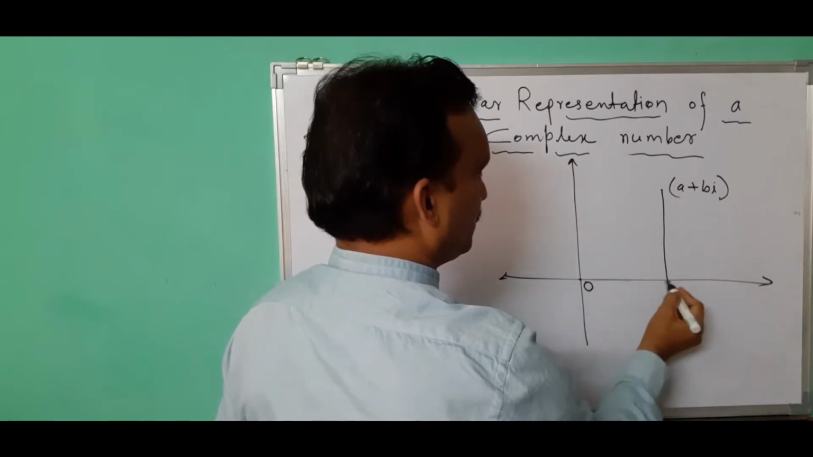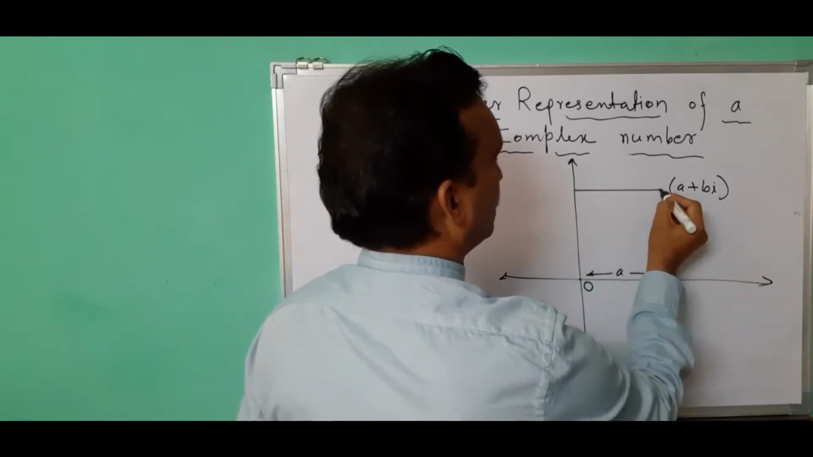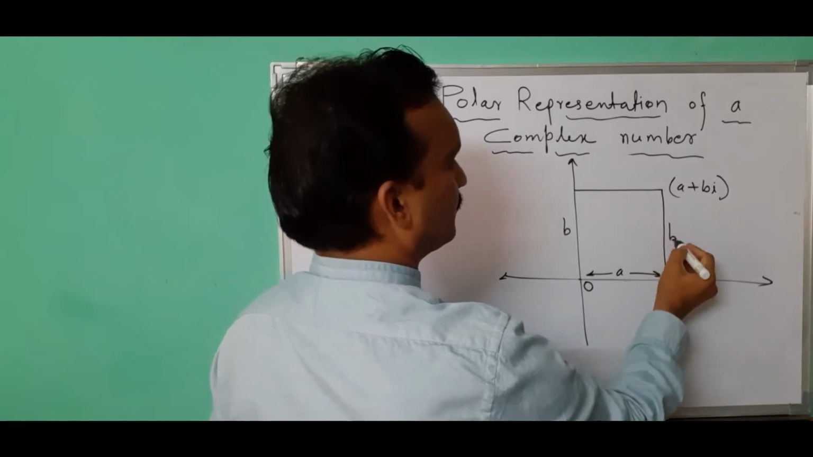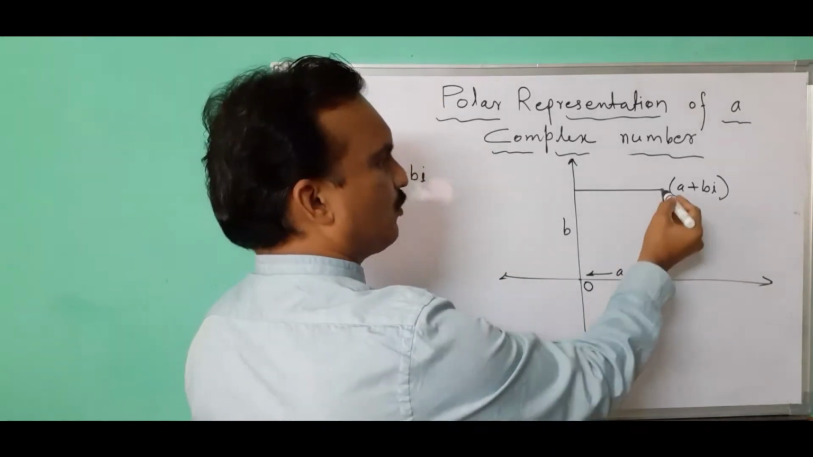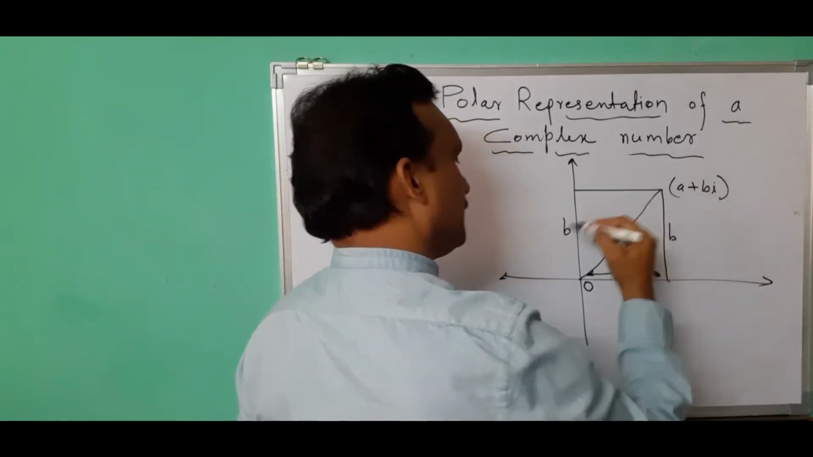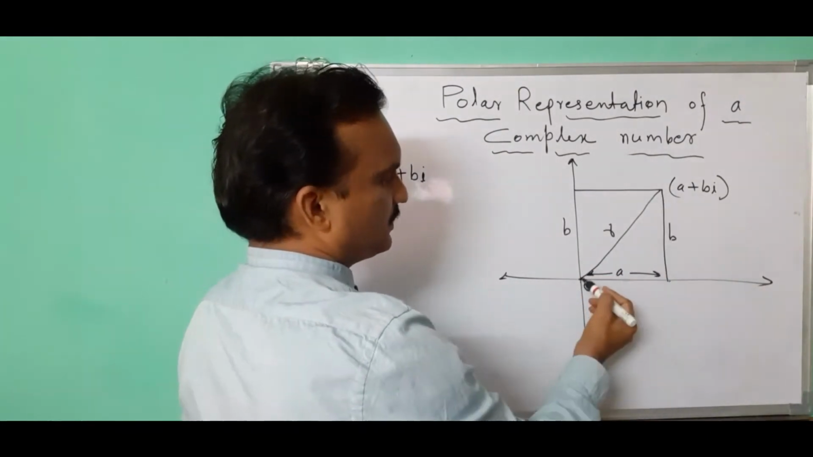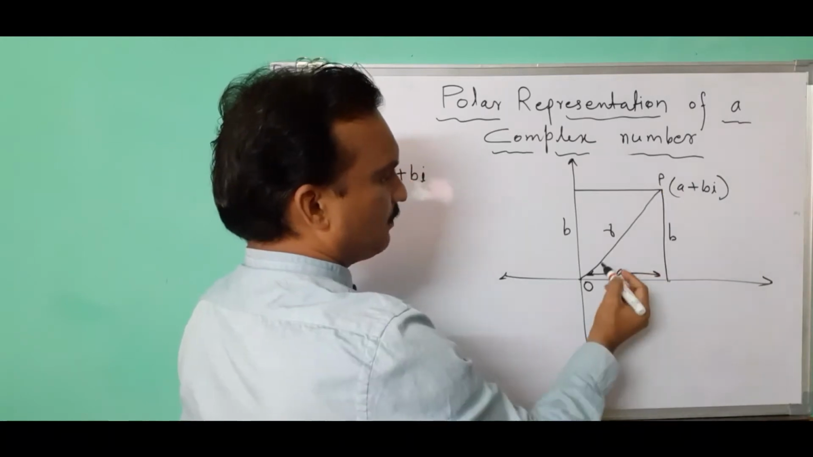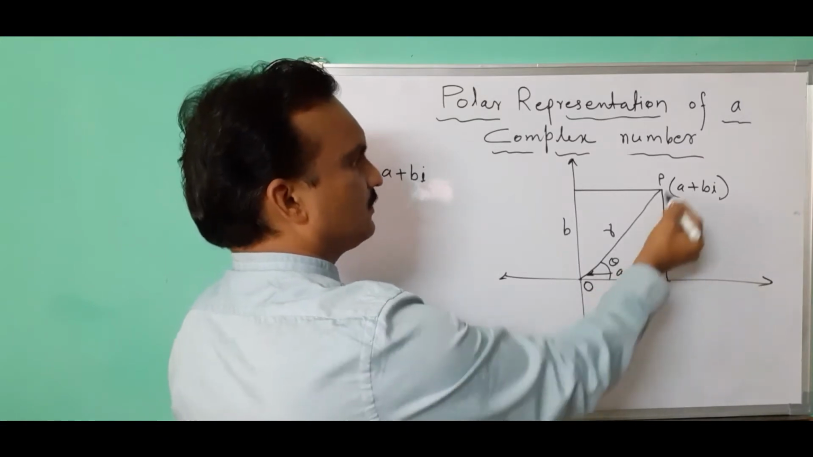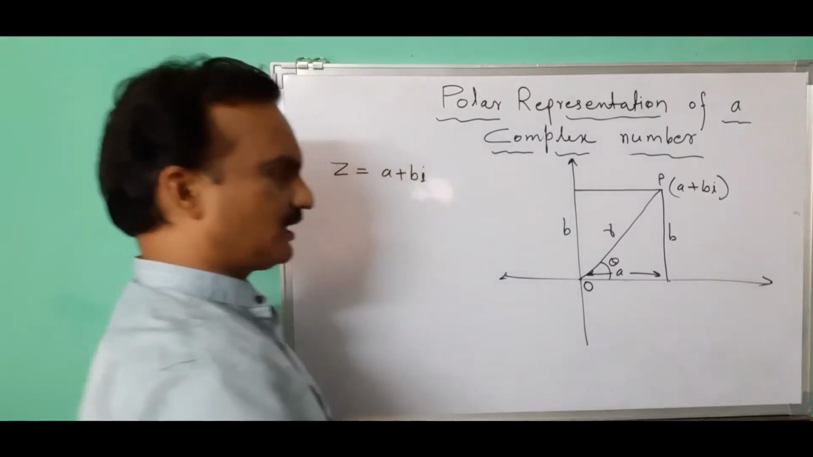That means from here to here it is a, and from here to here this point is b, and the distance of the point from the origin is denoted by r, and this segment OP makes an angle theta. Theta is the angle made by this distance OP with the positive direction of x-axis.